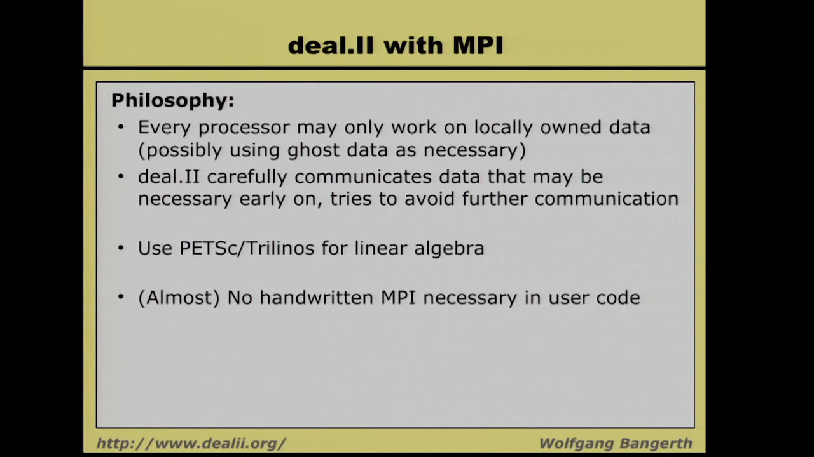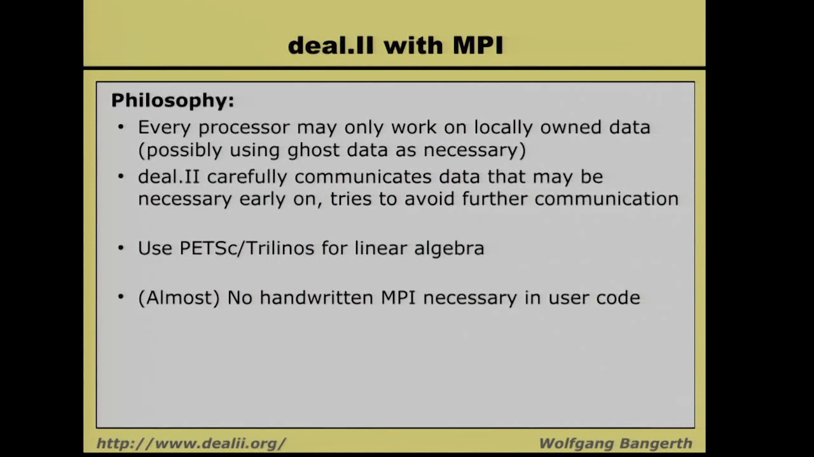Further, the philosophy is that every processor may only work on the locally owned data, possibly including the ghost data as necessary. So, for example, that means that when we split the triangulation in such a way that every processor owns 100,000 cells, it can only work on the 100,000 cells plus possibly the ghost cells, but it can never try to work on cells that live somewhere else, right? Because we don't know about these cells.